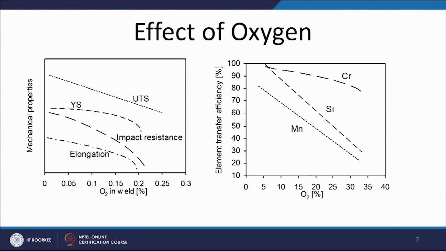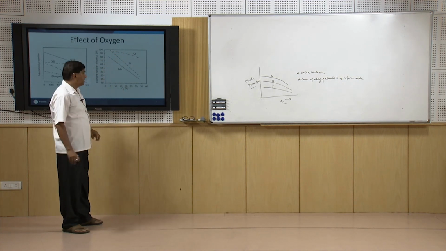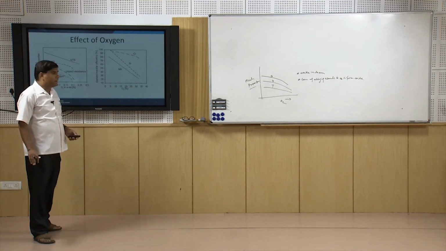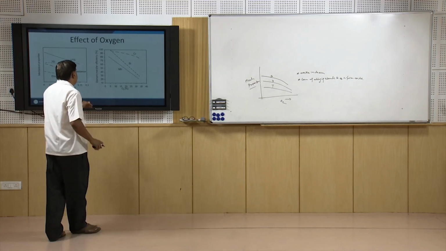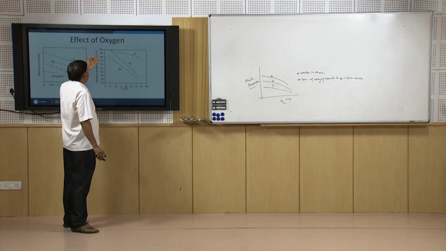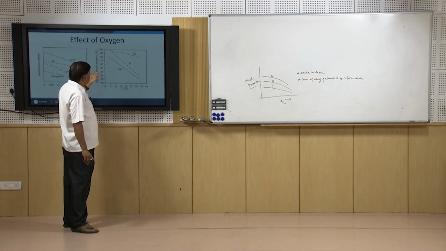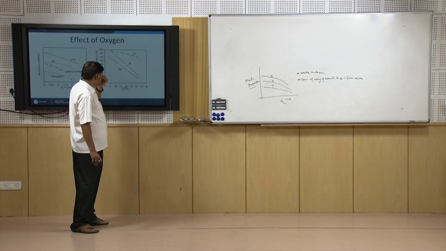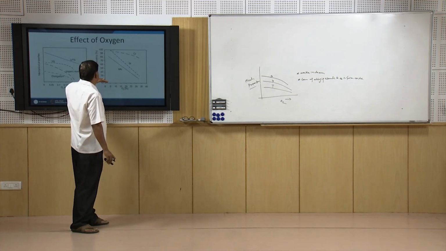We will see that increasing concentration of the oxygen decreases the manganese, silicon and the chromium content in the weld metal. Okay. So, if the things present in the filler are not being transferred to the weld pool, then it will lead to their loss. So, elements are getting lost in the process of the transfer, and this efficiency decreases.